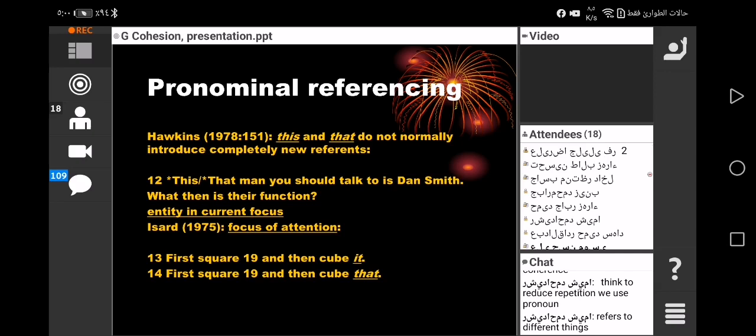Hawkins, 1978, argues that this and that do not normally introduce completely new reference. And that is true. Sometimes the reference that they introduced has already been mentioned. Like you say, this man you should talk to is Dan Smith, or that man you should talk to is Dan Smith. So this man you should talk to indicates that probably you have talked about this man earlier.